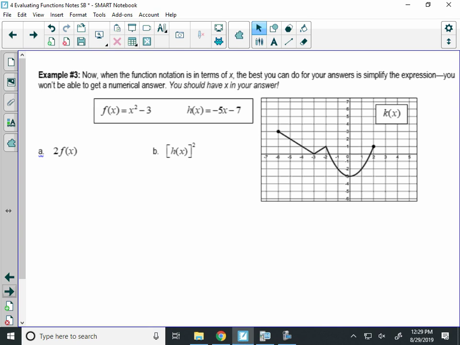So, again, we're going to start pretty simple here. 2 times f of x. So, let's see. I'm going to write 2. Now, here, I'm just going to put in parentheses the function, f of x, squared minus 3.